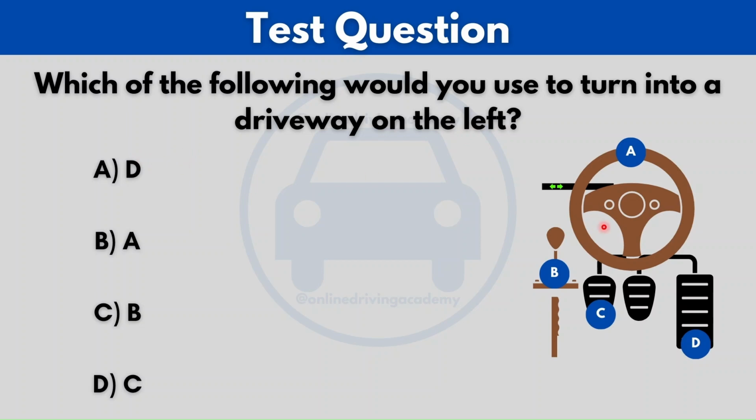So let us look at the diagram, right? A would be your steering wheel, B would be your gear lever, C would be your clutch pedal, and D would be your accelerator. So is it option A, D? D would be your accelerator, so no. Would be option A, which is your steering wheel. That is correct, right? We do use our steering wheel to turn into a driveway on the left. So the correct answer here would be option B, which is component A, which is your steering wheel.